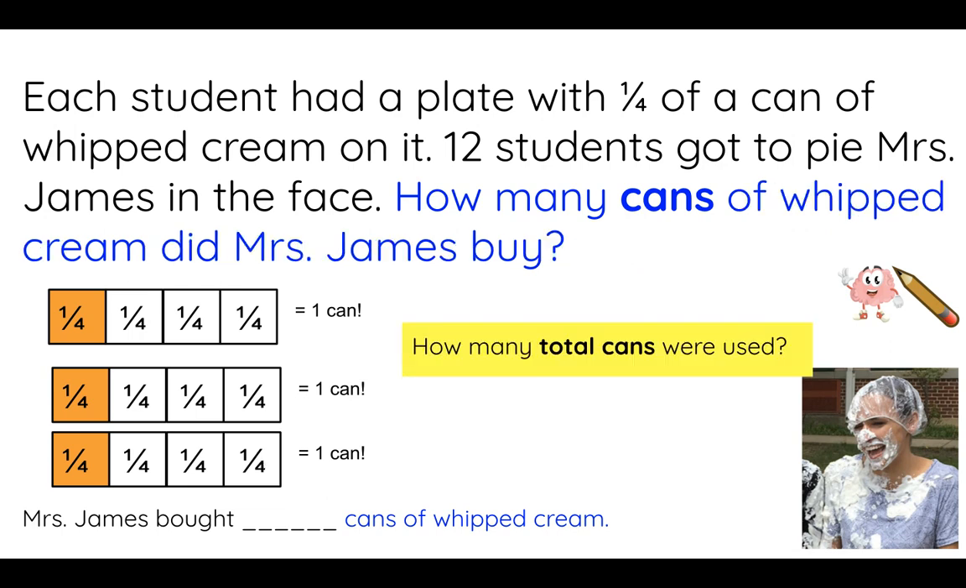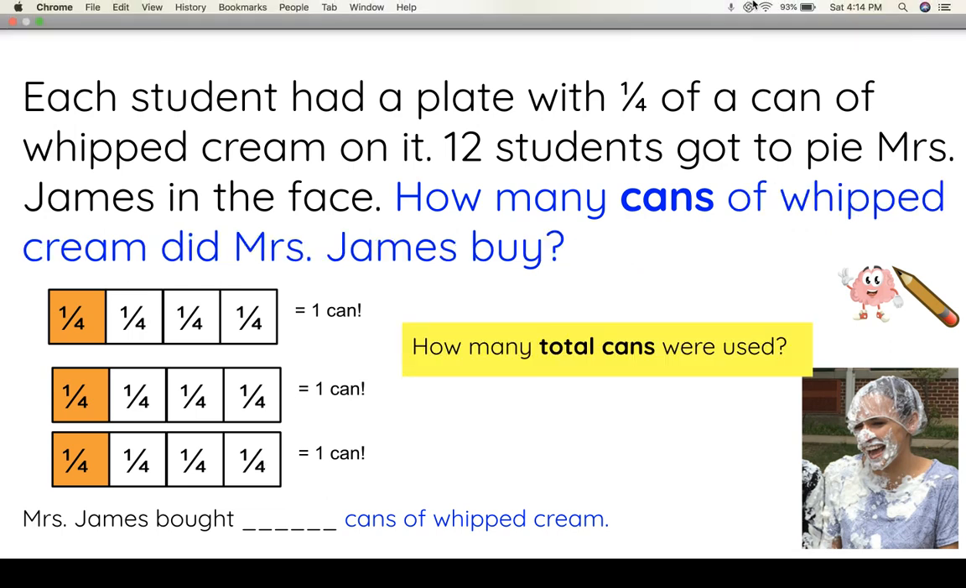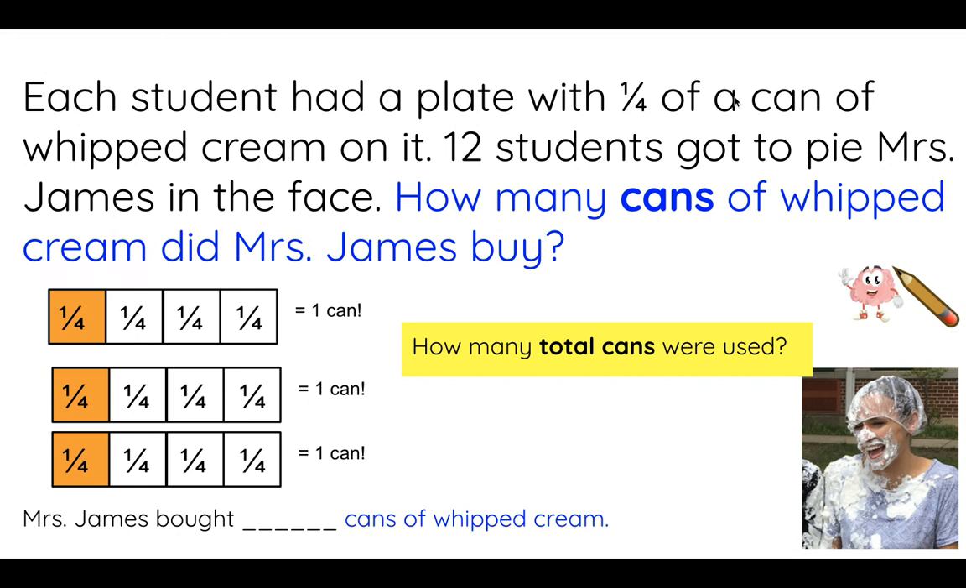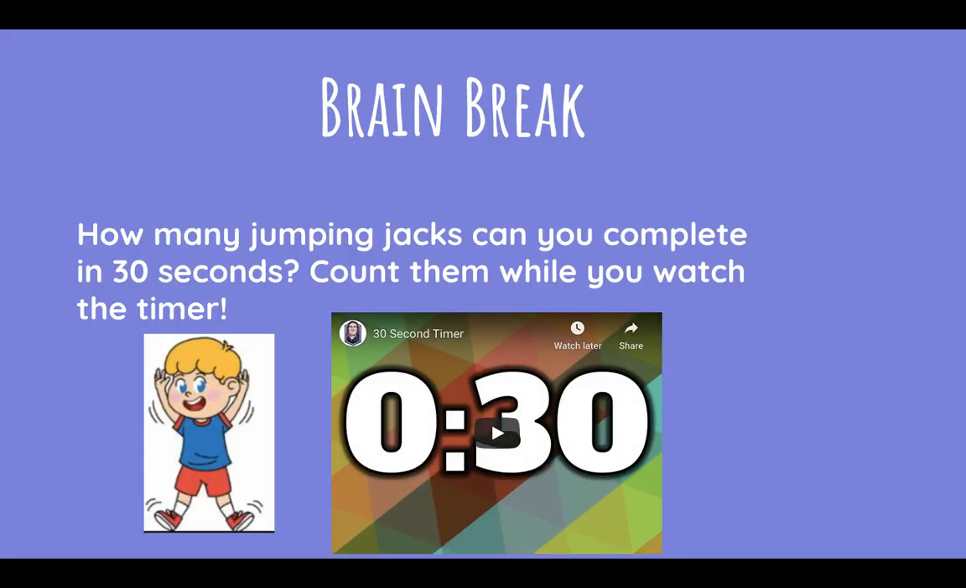Now, students, how many total cans were used? How many total cans were used? Mrs. James bought 3 cans of whipped cream. I have 3 whole cans. Awesome job. Now we're going to take a quick brain break.